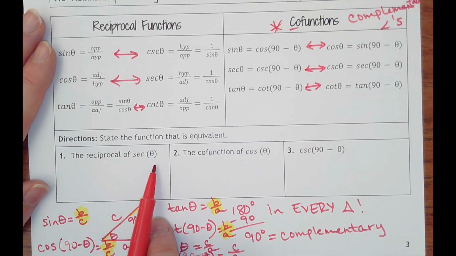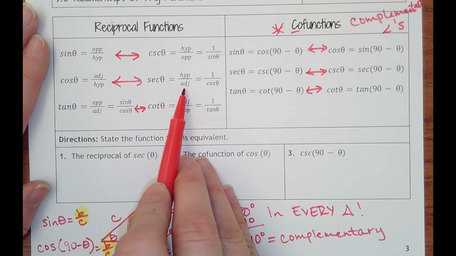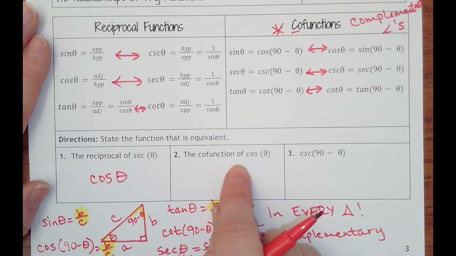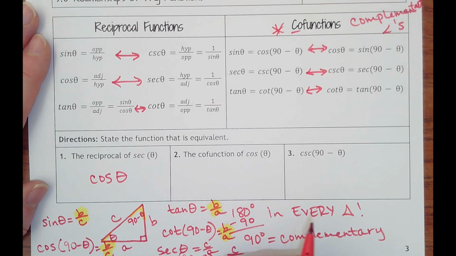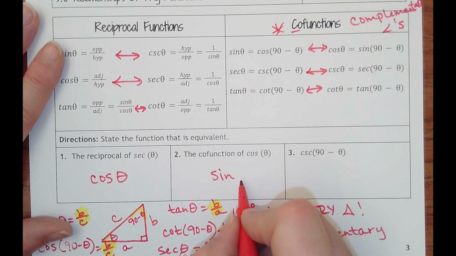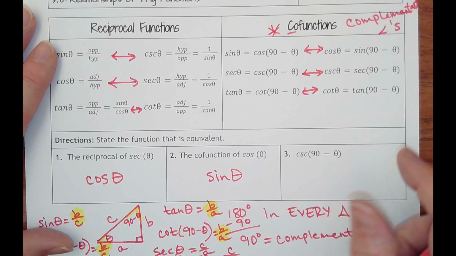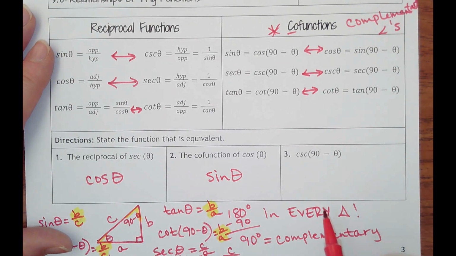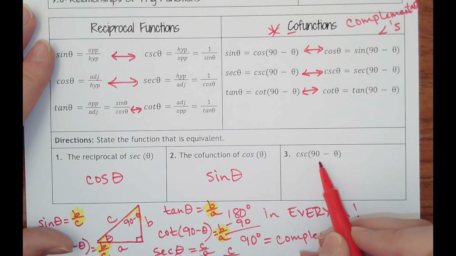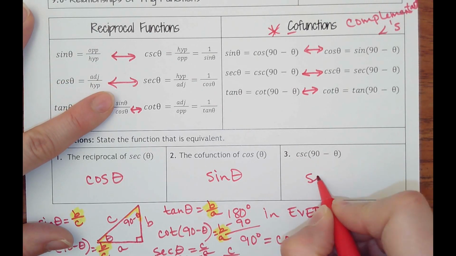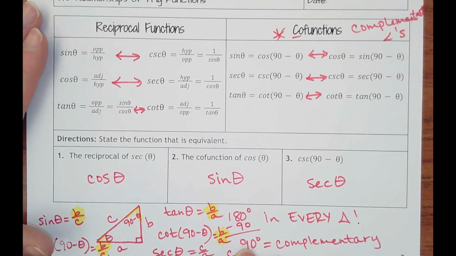It says the reciprocal of secant. If I want the reciprocal, I want the flipped version of it. So the reciprocal of secant is cosine. That's what we've been using. And then number 2 is the cofunction of cosine. The way I get used to it is, cosine has the word sine in it, so the cofunction of cosine is sine. And then if I see 90 minus theta, it's talking about a cofunction. They just don't say that word. So cosecant of 90 minus theta is actually secant, because cosecant and secant are cofunctions. So hopefully that makes sense.